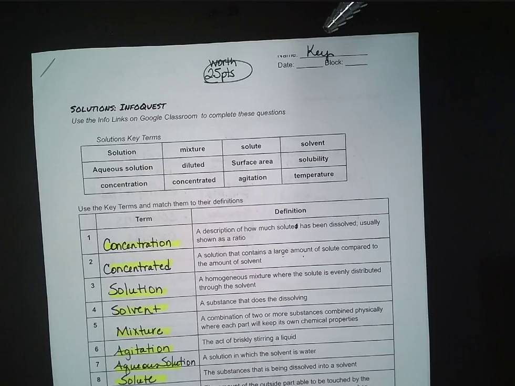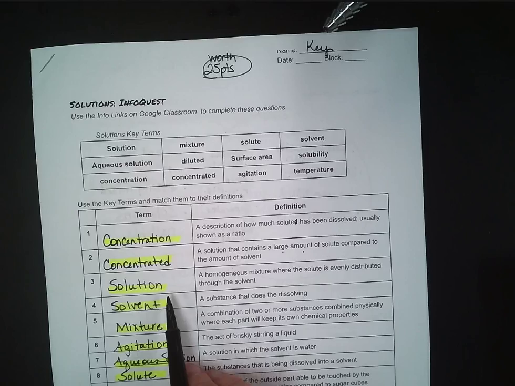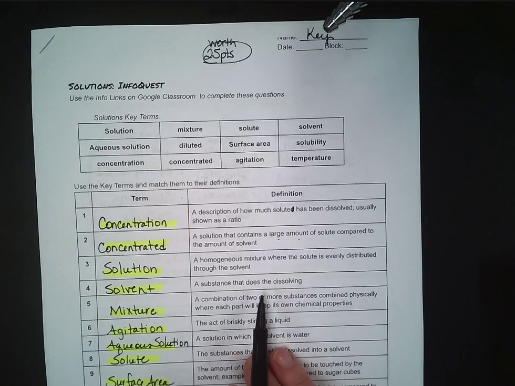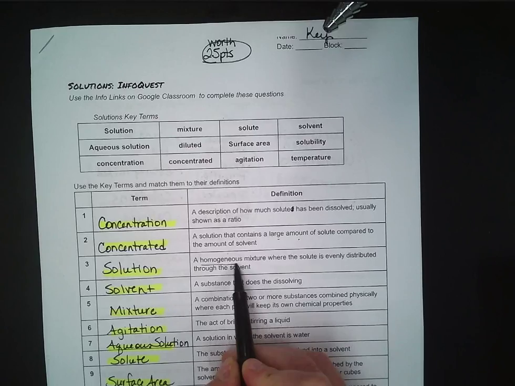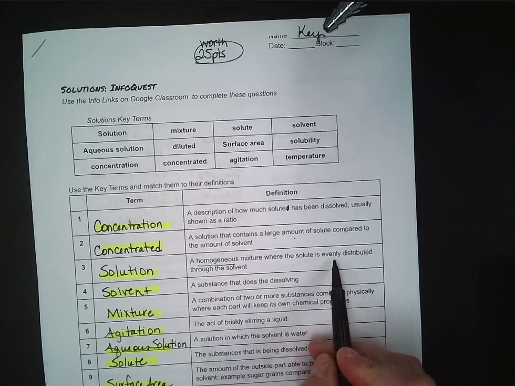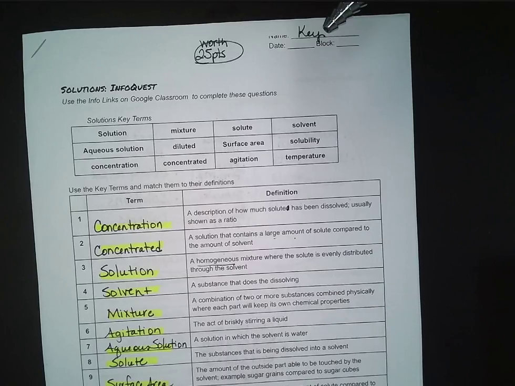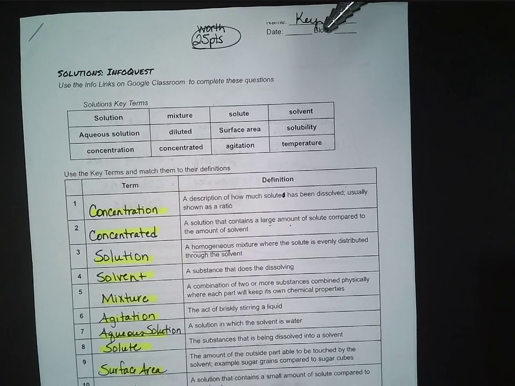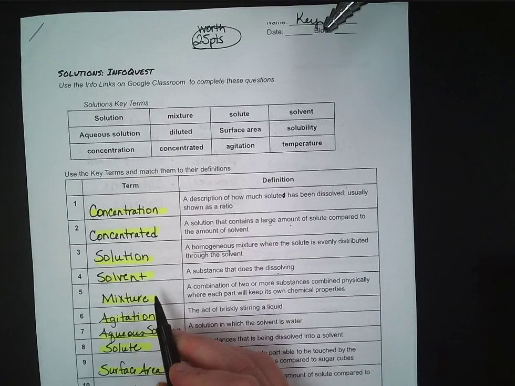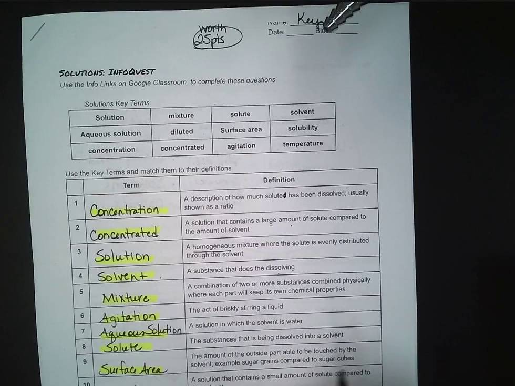So a solution, what we've been dealing with, is a homogeneous mixture. Remember, homogeneous, it has the same parts throughout. It's very evenly mixed. The solute is evenly distributed through the solvent. The solvent is the substance that does the dissolving. A lot of times that's water, because water is called the universal solvent, which we'll get to later, because it can dissolve many, many things.